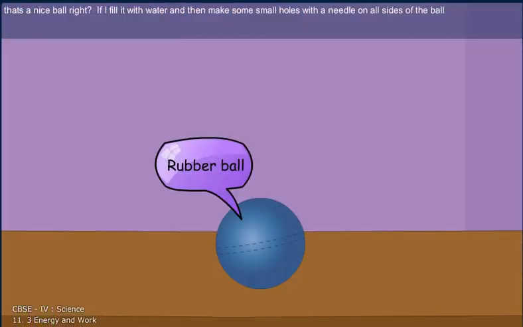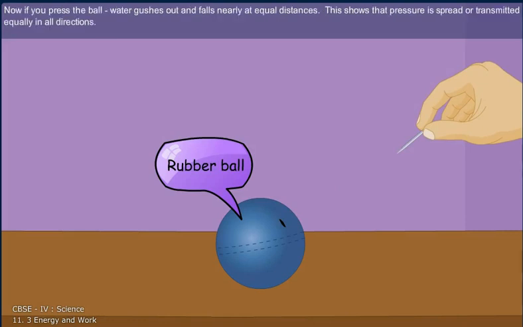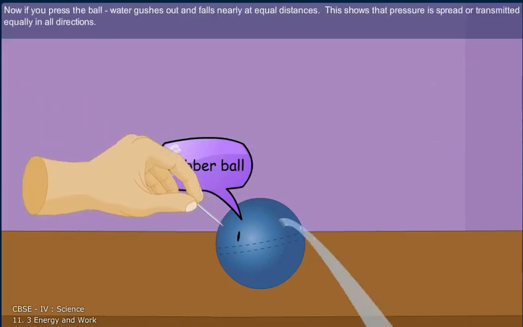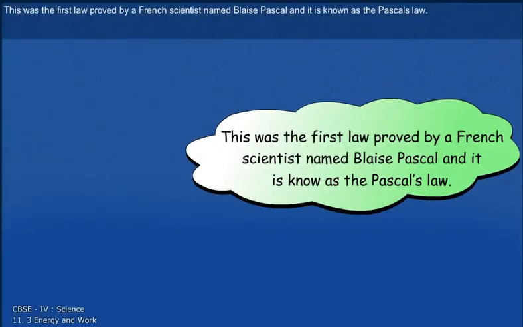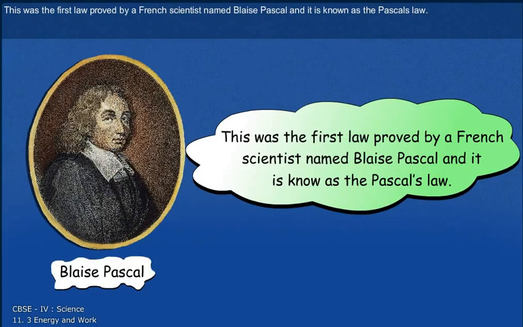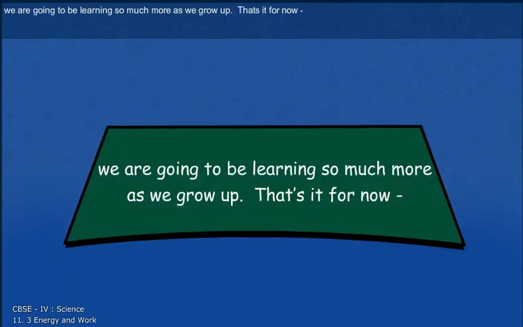That's a nice ball, right? If I fill it with water and then make some small holes with a needle on all sides of the ball, if you press the ball, water gushes out and falls nearly at equal distances. This shows that pressure is spread or transmitted equally in all directions. This was the first law proved by a French scientist named Blaise Pascal, and it is known as the Pascal's law. We're learning so much more as we grow up.